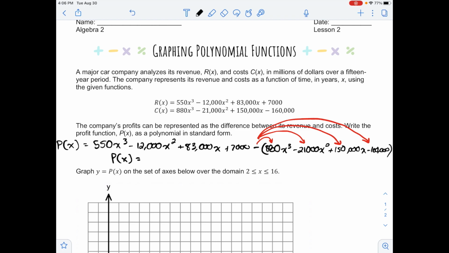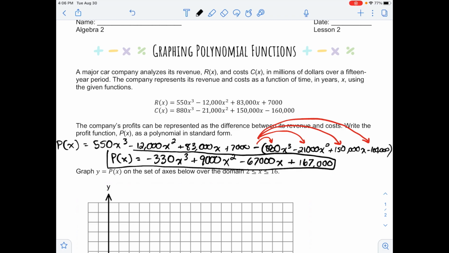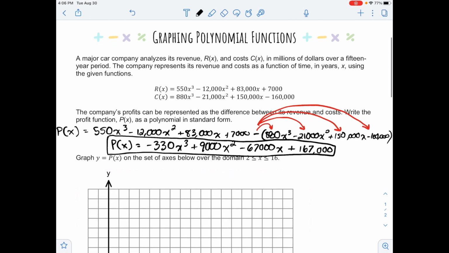Just so we don't waste time here, when all is said and done and we distribute and combine like terms, we should get negative 330x to the third plus 9,000x squared minus 67,000x plus 167,000. I went ahead and just distributed to make it go a little faster. Okay, that's the first part. So that's our profit, and it's represented in standard form, descending exponential order.